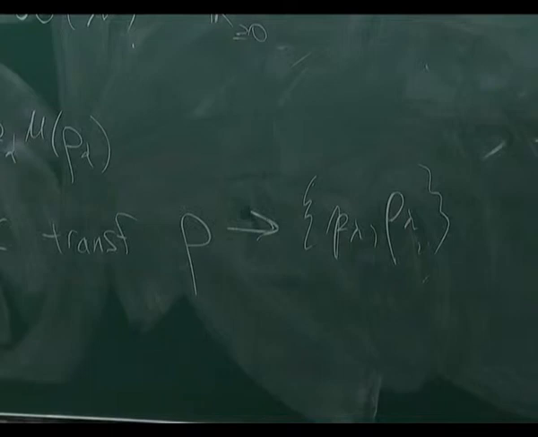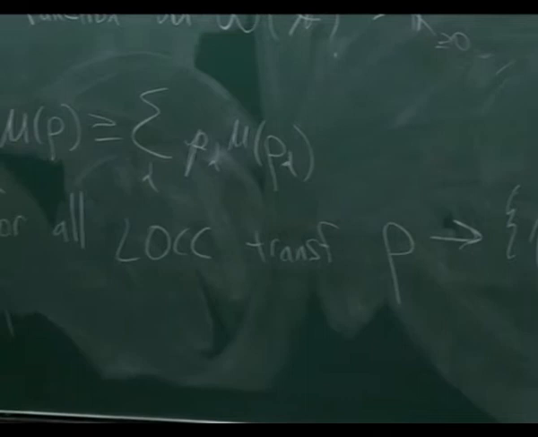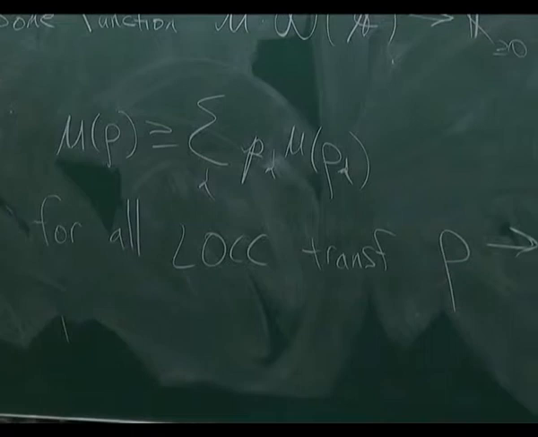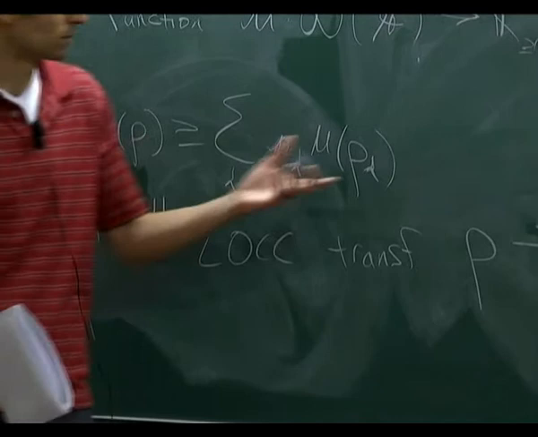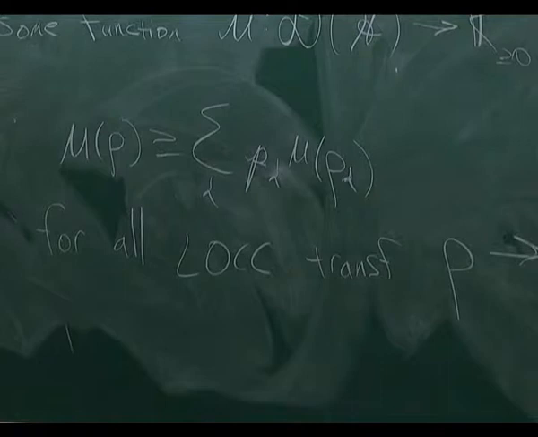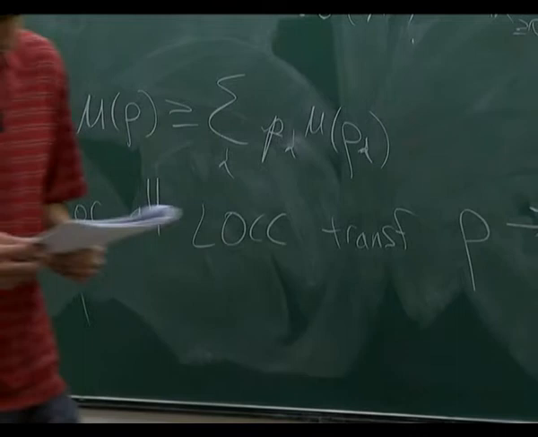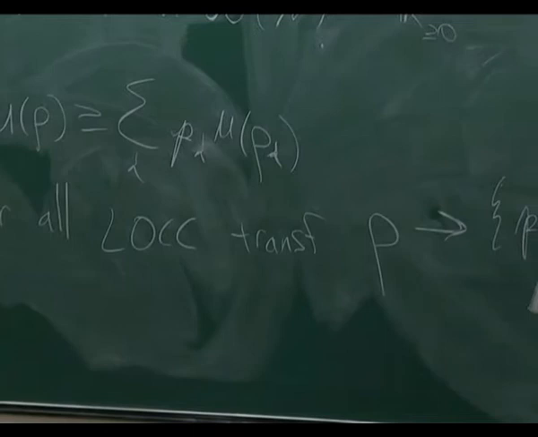Sorry, the notation's a bit messy. If we really wanted to write this out, we'd look at the class of LOCC instruments, and then we apply the instrument to our state rho. We get some probabilistic outcome, and then we average over it. That's really the idea: we're averaging over all possible outcomes of our LOCC measurements. OK, so let me make some quick observations here.